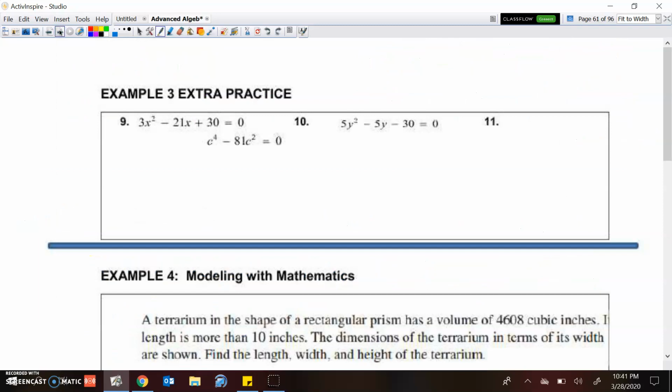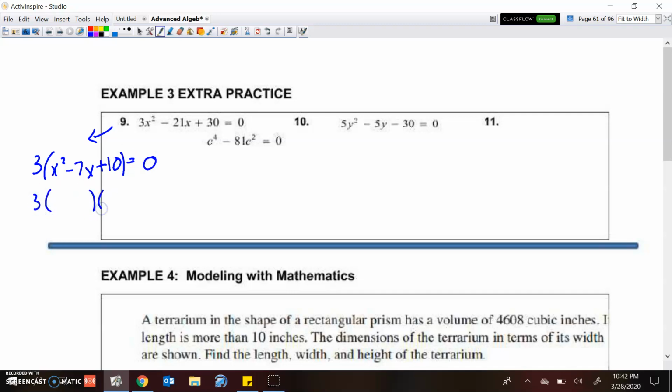All right, I'd like to try a few more: 9, 10, and 11. I'm sorry that number 11 is not here, over there. So we'll work with that. But let's first do number 9. It's already all on one side, so I look for a GCF, and I can factor a 3 out. That's it. So 3 times x squared is 3x squared. 3 times negative 7x is negative 21x. And 3 times 10 is 30. That equals 0.